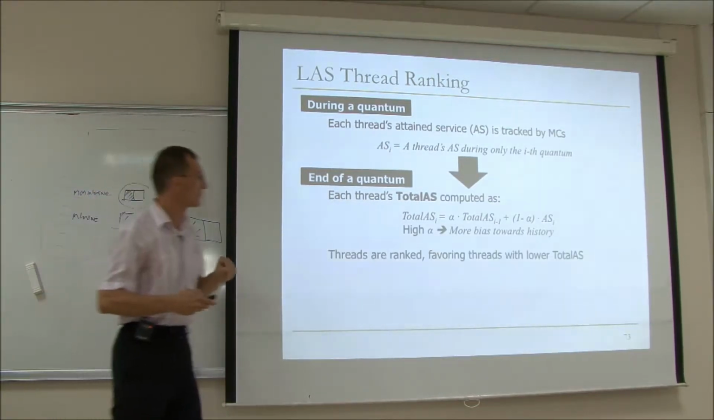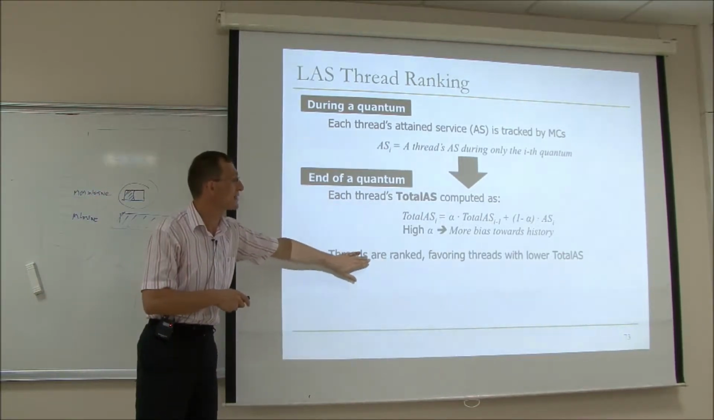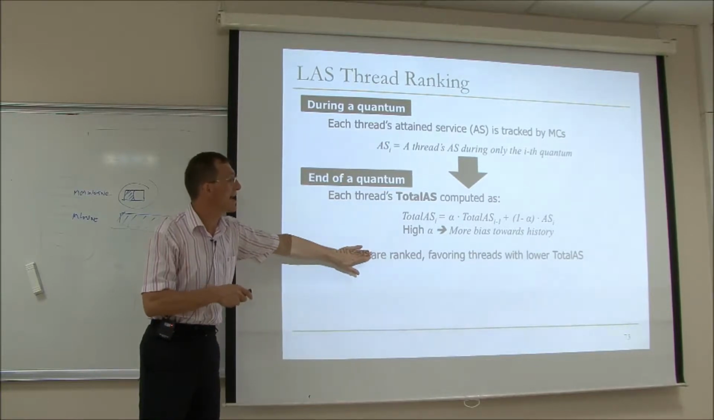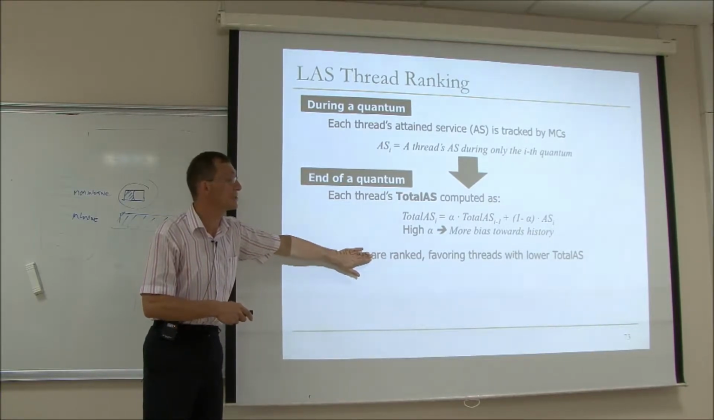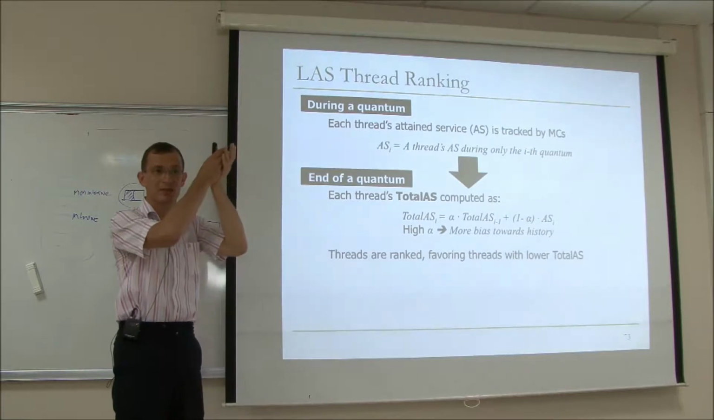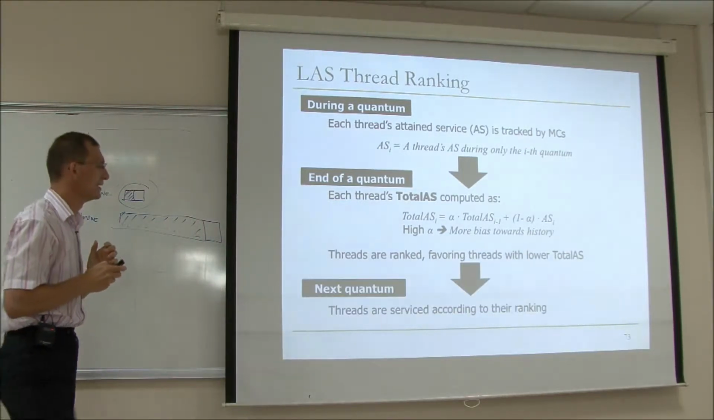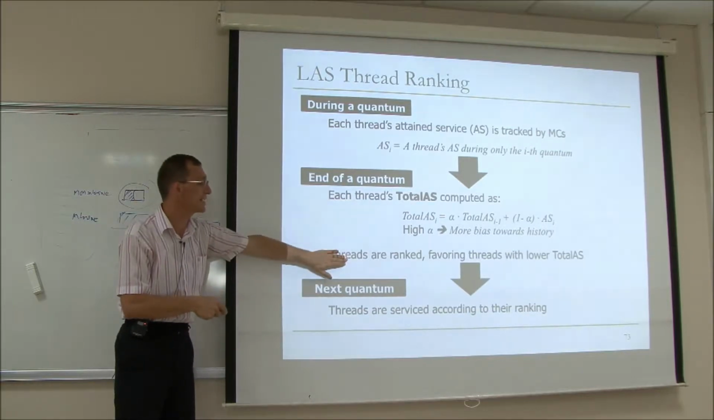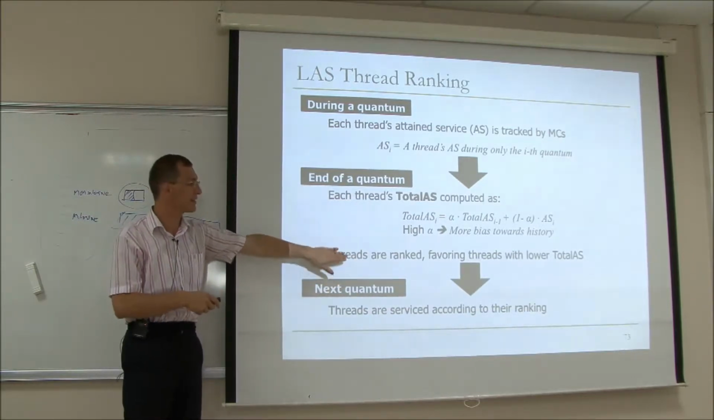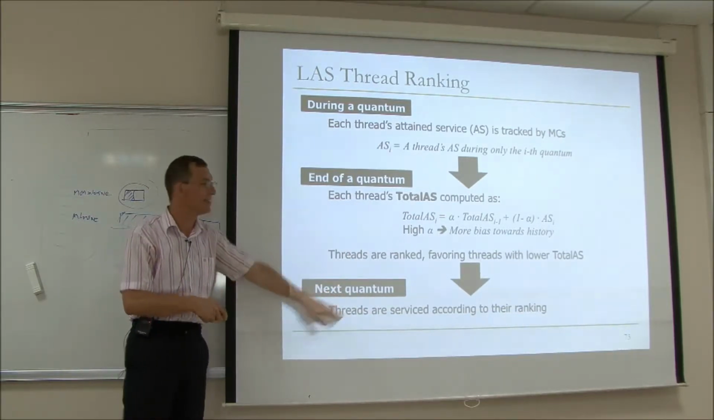And after this, threads are ranked, and threads that have lower attained service are ranked higher, because we want to prioritize the threads that have attained the least service. In the next quantum, we use that ranking to schedule the threads. And again, we do ranking to preserve bank-level parallelism, right?